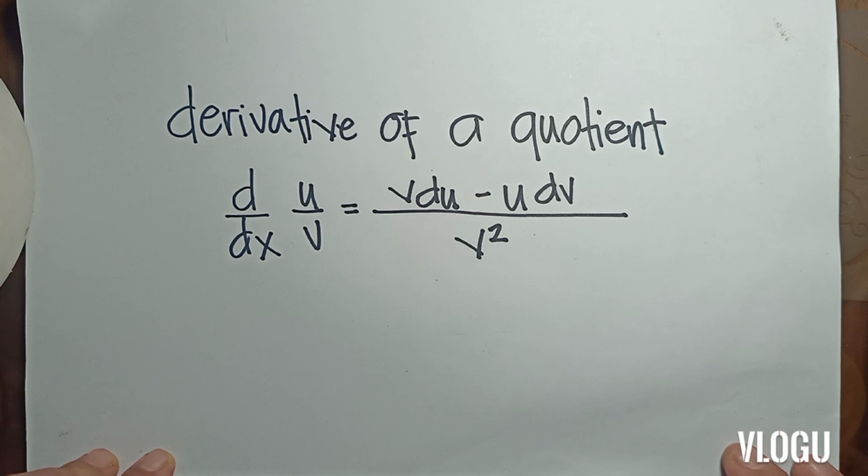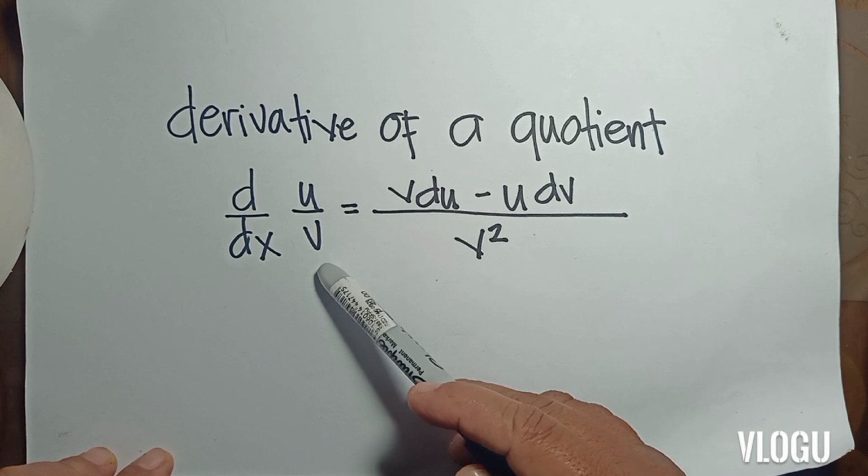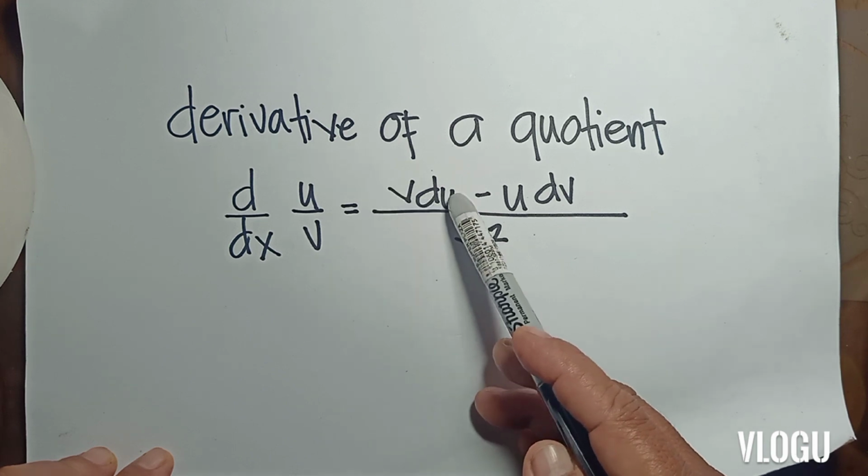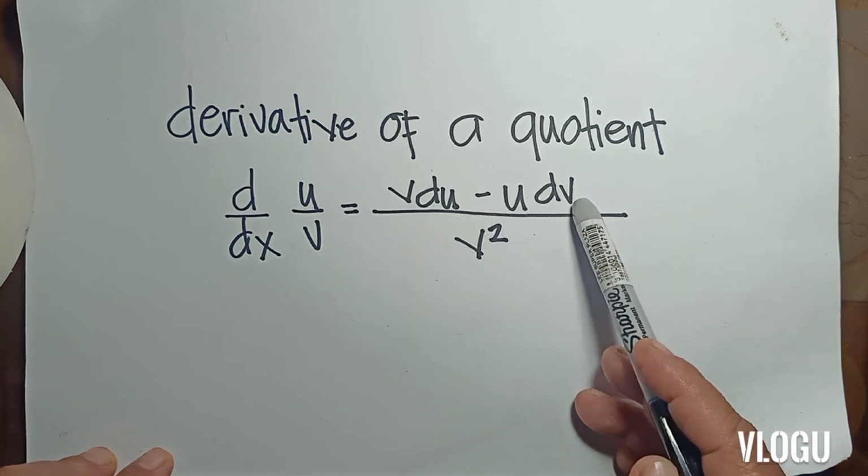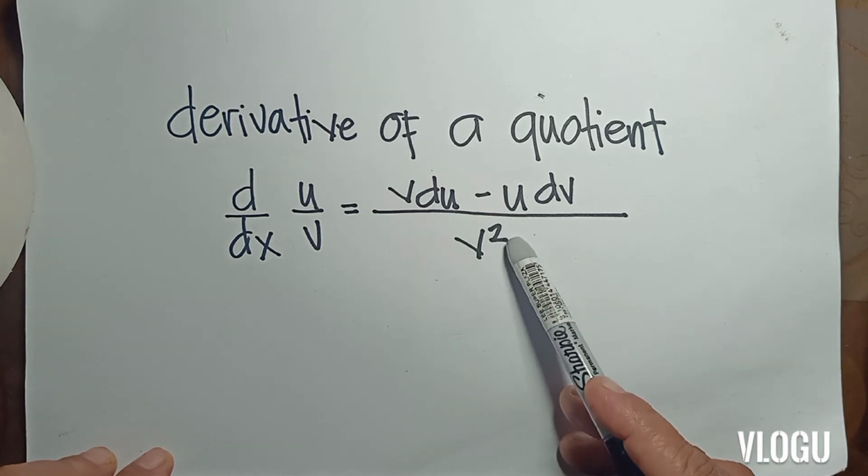Okay, our topic today is the derivative of a quotient. Last time we discussed the derivative of a product. So this time we are going to discuss the derivative of a quotient with the formula: the derivative of u over v is equal to v du minus u dv over v squared.